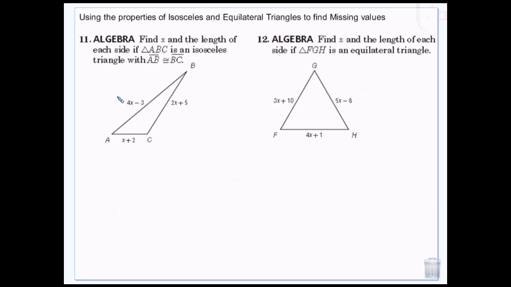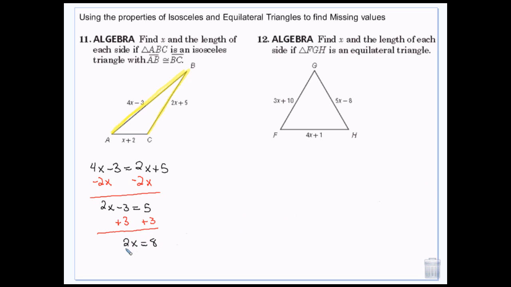This is kind of similar to stuff we've had to do before with like midpoints and whatnot. We have isosceles, so two sides are the same, and the two sides that are the same are AB and BC. So I have AB is the same as BC. And since they're the same, that means I can set them equal to each other and solve it. So subtract 2x from both sides. So I get 2x minus 3 equals 5. Add 3 to both sides. And I get 2x equals 8. Divide by 2, and x is 4.